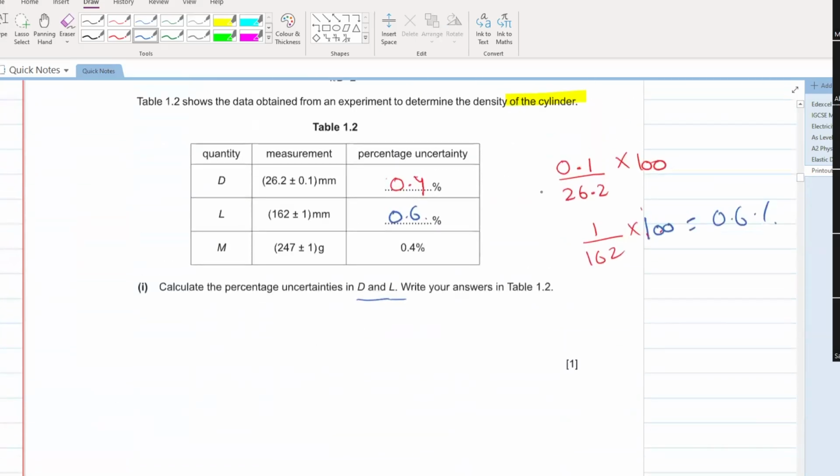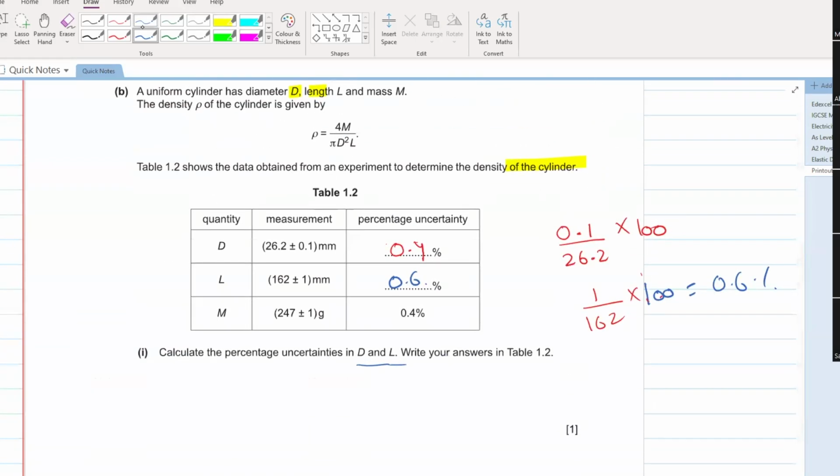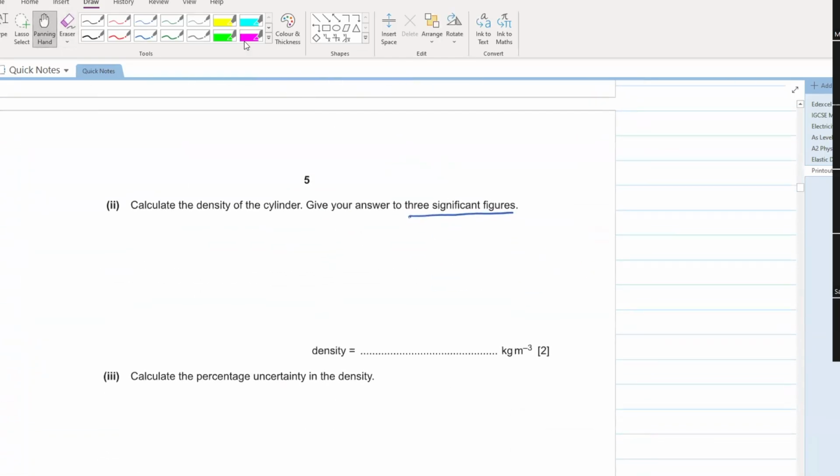So you have to calculate the density of the material. How are you going to calculate the density of the cylinder? Any ideas? क्या करोगे? You have the value of mass, you have the value of L, you have the value of D. सिर्फ plug and play. And you have to also make sure कि units क्या हैं.